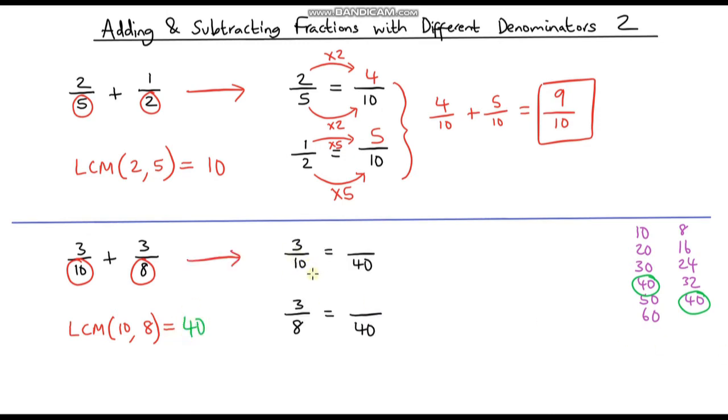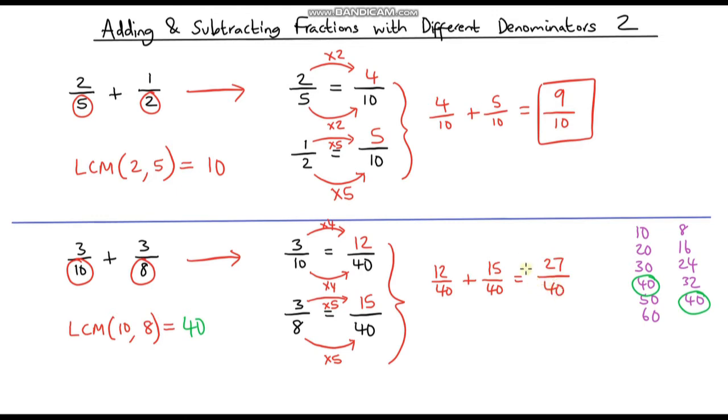So with our first fraction, 3/10, to go from 10 to 40, we're multiplying by 4, so we're going to do exactly the same to the numerator. 3 times 4 is 12. Now if we have a look at 3/8, this time to go from 8 to 40, we are multiplying by 5, so we're going to multiply the numerator by 5. 3 times 5 is 15. So now we've got 12 40ths plus 15 40ths, and now we can just add the numerators together. 12 plus 15 is 27. So we have 27 over 40, and that is our answer.